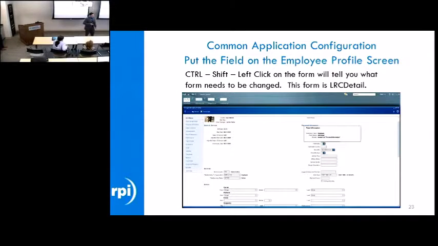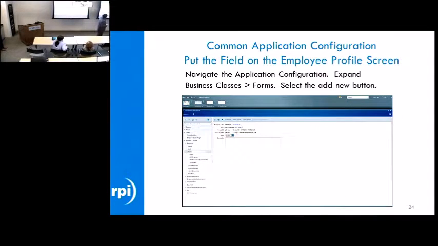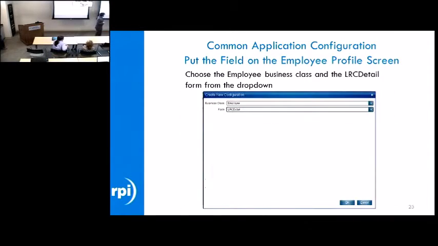We want to know what the name of the form is, so we're going to Control-Shift left-click on the form and find that the form is actually LRC detail. That'll give us the idea of where in Configuration Console we can make that change. We navigate again to Application Configuration, expand the business classes, and expand forms, because that's what it is, right? It's a form. There's no configuration here already, so we're going to add a new configuration, and it's going to be business class employee form LRC detail.